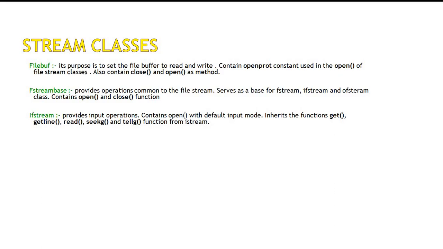File stream base provides operations common to file streams and serves as a base for file stream classes. Input file stream and output file stream classes contain open and close functions. Input file stream provides input operations and contains the open method with default input mode. It inherits the get, getline, read, seek and tell functions from input stream.